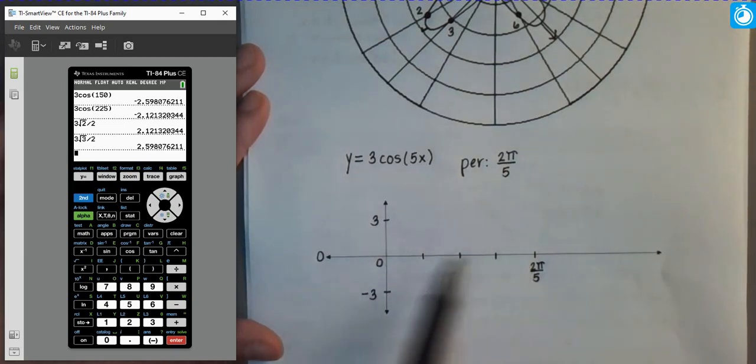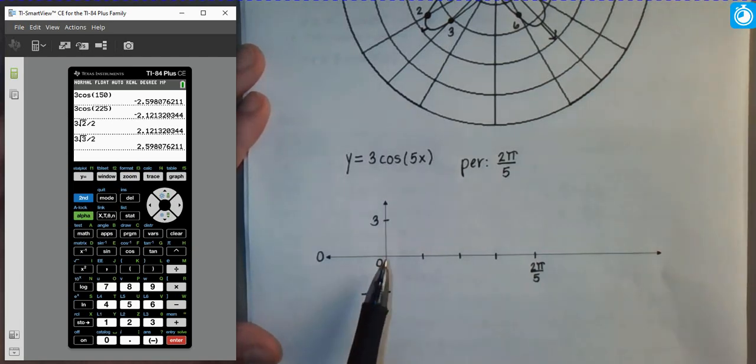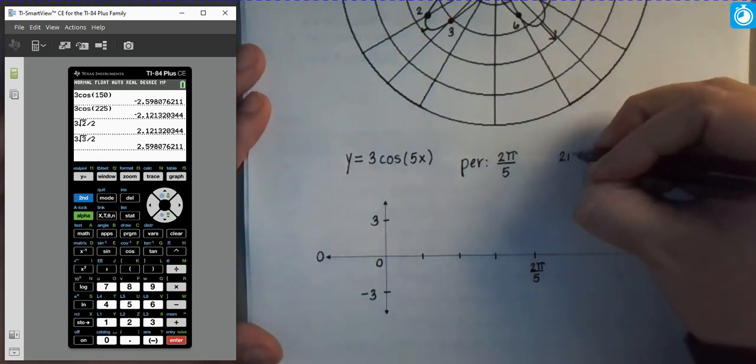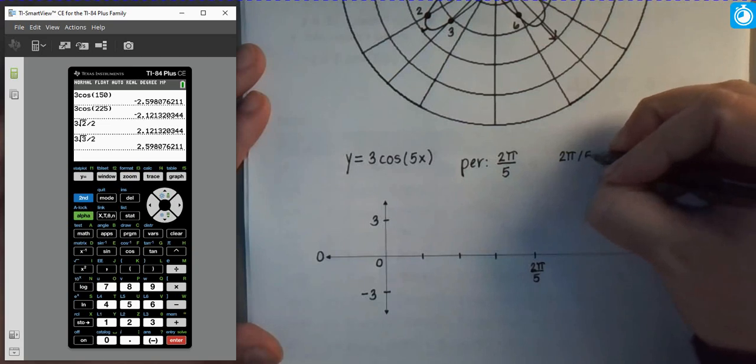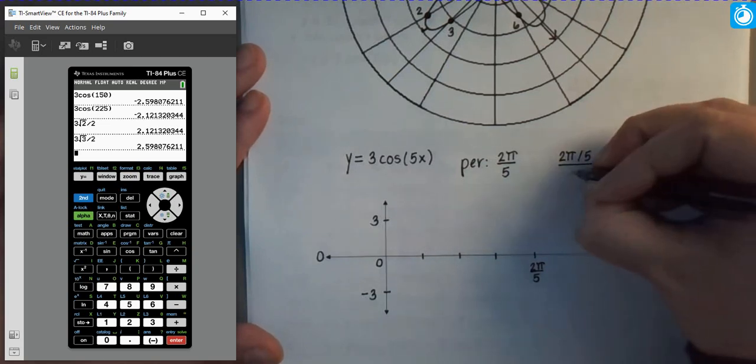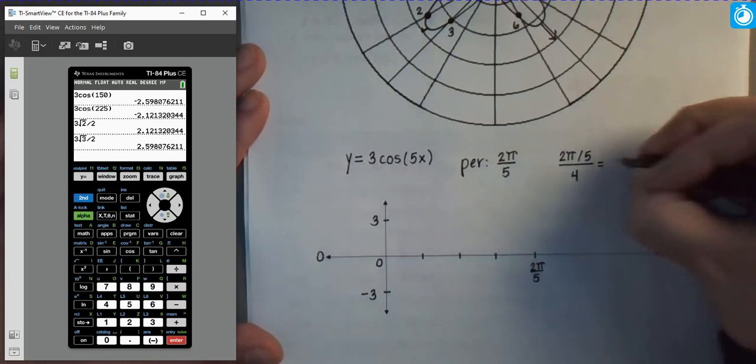Okay, then we need to label in the middle, and this is where it's crucial. This is the moment when we're going to be able to identify what's going to be reflected on our polar graph using this different perspective on this particular function. So remember, we're taking the whole period, dividing into 4 parts. So 2 pi divided by 5, our period, divided into 4 equally sized intervals.